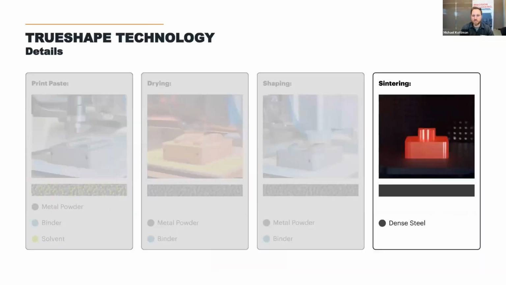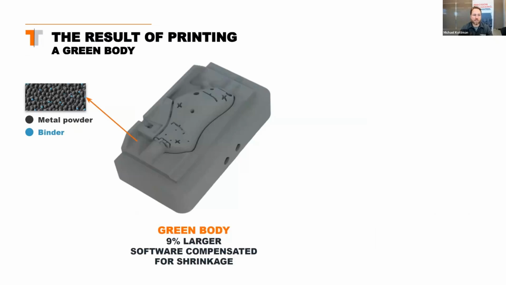So after you finish the contouring steps, you move into a sintering process. So this is now moving outside of the printer and going to the furnace. As the result of that printing process, you'll take out a build plate, and the build plate will have our green body on it. It looks like the part you uploaded to our software, but it's compensated for shrinkage in the sintering. So it's about 9% larger than what you anticipate as your final part. And again, this is just the metal powder and binder. The solvent's already left the part.